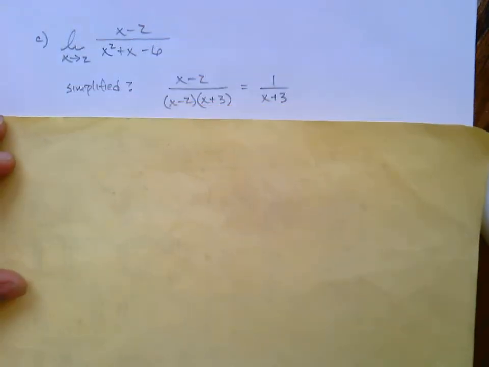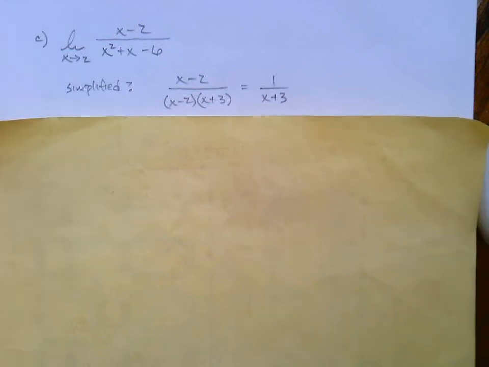Is this simplified? And I'm kind of giving my answer away there as well. It turns out, no, it's not simplified. x minus 2 over x squared plus x minus 6. If you ponder that denominator for a moment, you'll realize it can be factored as x minus 2 times x plus 3, which would simplify to 1 over x plus 3.